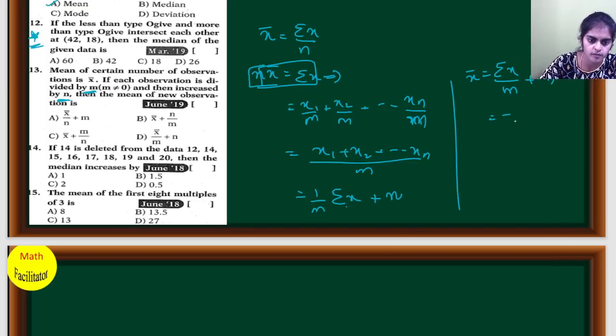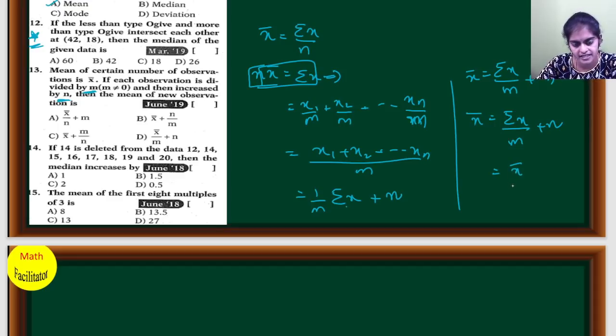So sigma x will be how much? Sigma x by m plus you have n here. So this is x bar. Now what are they asking you to find? You have to find the new mean of the observation. So the new mean of the observation is this. So sigma x you can write as x bar if you want. So if you're writing it as x bar by m plus n, right? So this is the correct option.